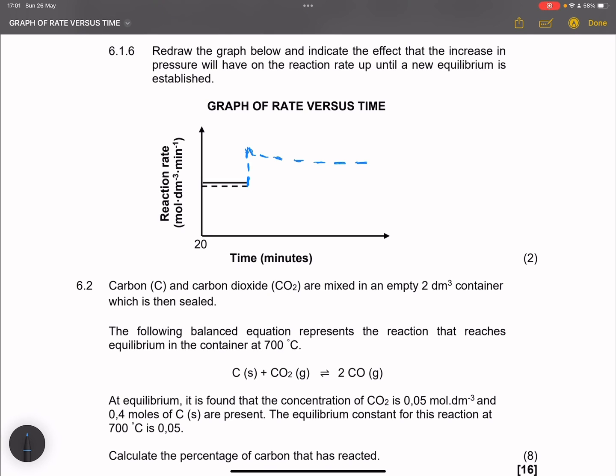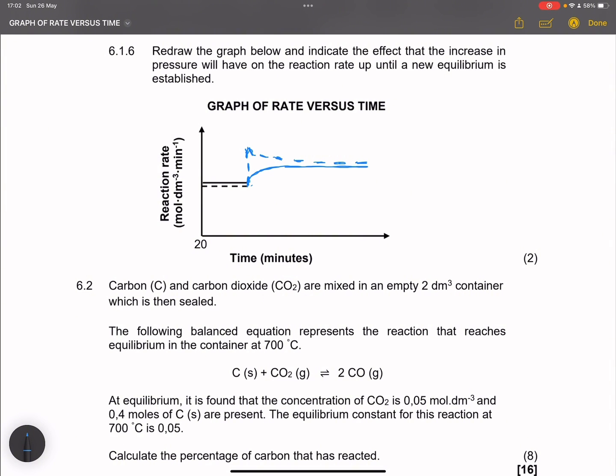But remember, we're not only going to increase the rate of the reverse reaction, but it means the rate of the forward reaction would also increase. However, it will increase more gradually than the reverse reaction. So this is what you're going to find as you change the pressure, right? Okay, so let's go to the next portion.